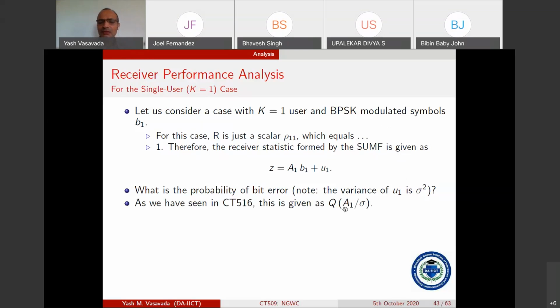A1 is the mean of the Gaussian PDF. Sigma is the standard deviation of the Gaussian PDF. And we are evaluating the area under that Gaussian PDF which goes on the other side of the decision boundary. And that is just Q function of A1 divided by sigma. So the SUMF for the case of a single user is derived here.